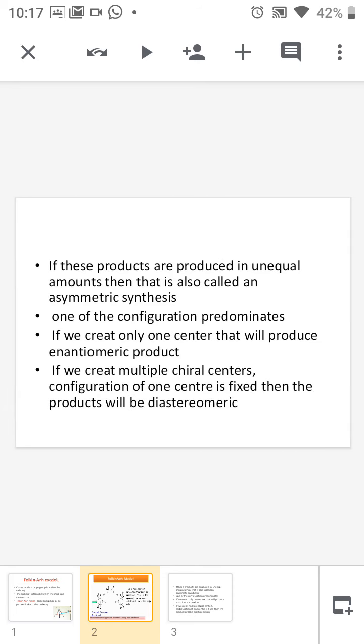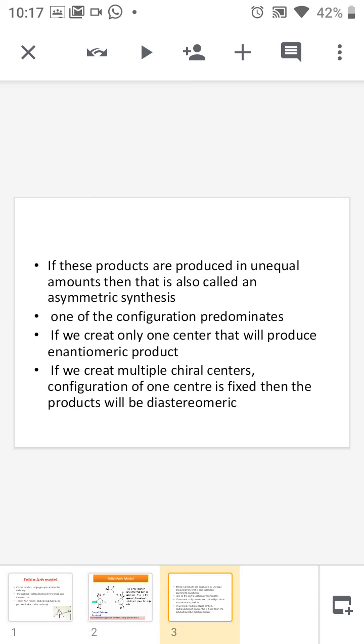Now this is also an asymmetric synthesis, that means the products are produced in an unequal amount, then we call it asymmetric synthesis. So here one of the configurations of the product is predominant, that's why we call it asymmetric synthesis. And here we are creating a new chiral center, that's why it is known as a diastereomeric compound, because if you are creating only one chiral center, we will produce an enantiomeric product.